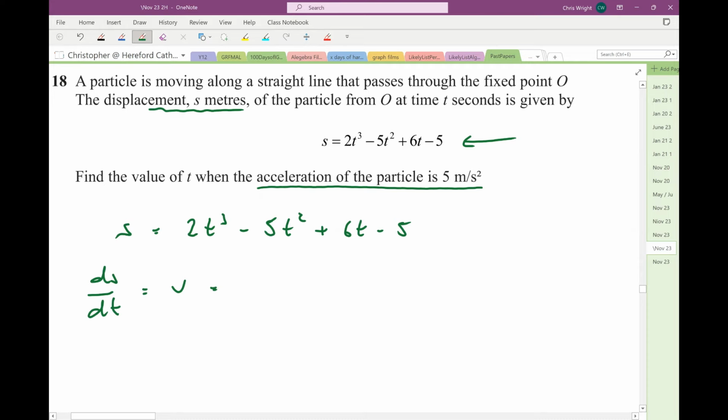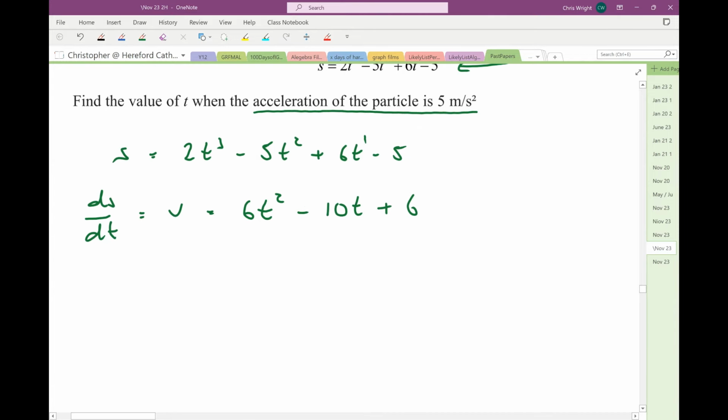So I'm going to do that now. 2 times 2t cubed differentiated, 3 times the 2 is 6, and now I'm only going to have t squared. Minus 2 times 5 is 10, and now I've only got t to the 1, plus, that's a 1 there, isn't it? 1 times 6 is 6. T to the 0, just leave it.